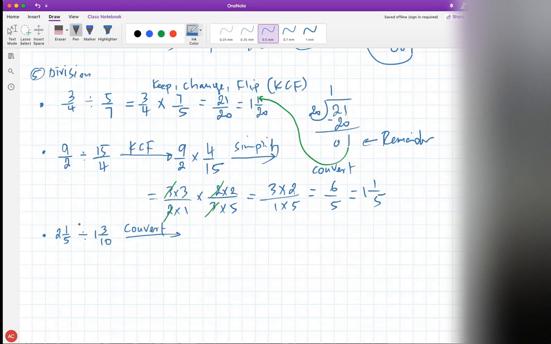And again, what is the mixed number? The improper fraction is 11 over 5. Then divide 13 over 10. Very good. What's the next step? Keep change flip. That's right. So now we have fractions, we can repeat the same steps. Keep change flip. This will be 11 over 5 times 10 over 13. Very good. What's next?